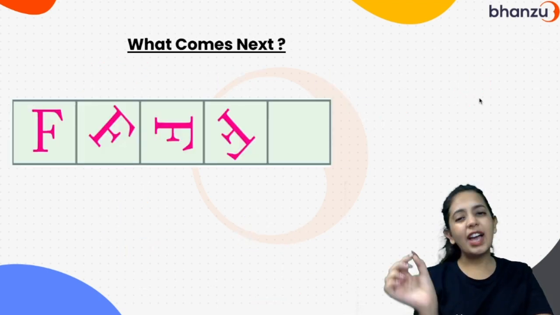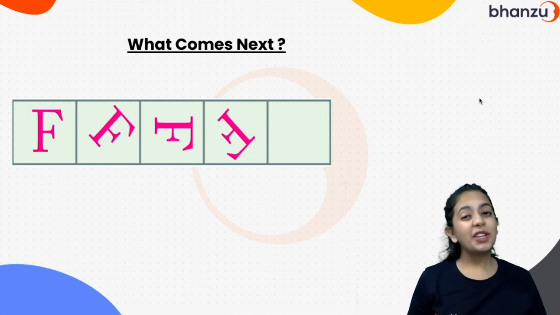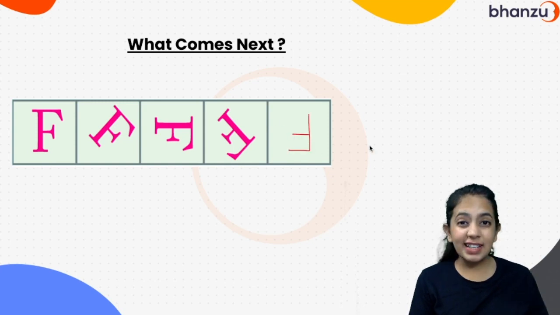And likewise you try to do this question. How about the next shape? What would it be? It would be the inverse F, isn't it?